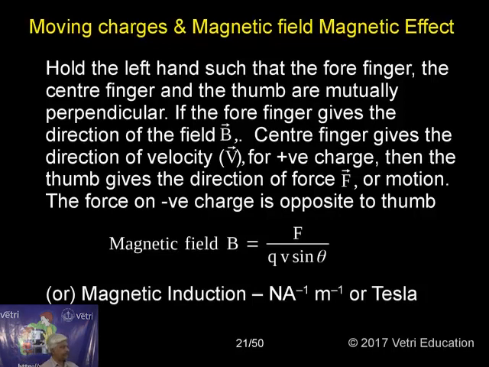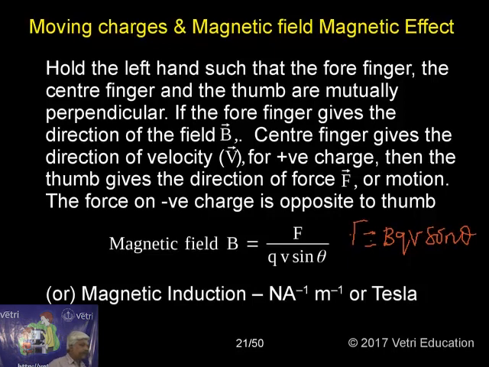The force on a negative charge is opposite to the thumb. That means, as given in the diagram, if the force is in the outward direction, it is a positive charge; if in the inward direction, it is a negative charge. Therefore the magnetic field B is equal to F by QV sin theta. So F is equal to BQV sin theta. This is the Lorentz force, F is equal to BQV sin theta, as we have just seen.